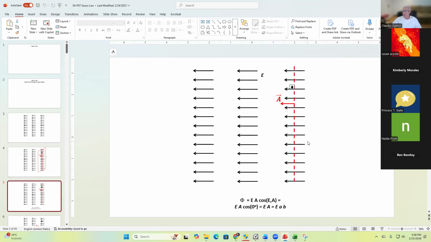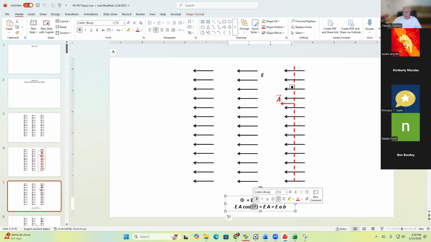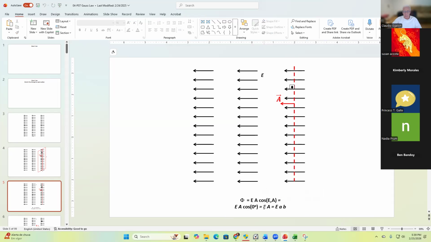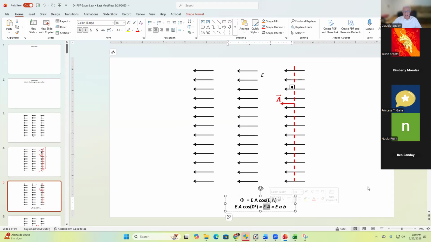pointing from the right to the left. And it is going to be perpendicular to the surface, right? Perpendicular to my imaginary surface. So the electric flux going through this specific surface is going to be given by the electric field that's uniform times the area of this imaginary surface times the cosine of the angle between the electric field and the area vector. Since the electric field and the area vector are parallel to each other, this angle between them is going to be 0 degrees, and that's what's going to be the electric flux, E times A, right?